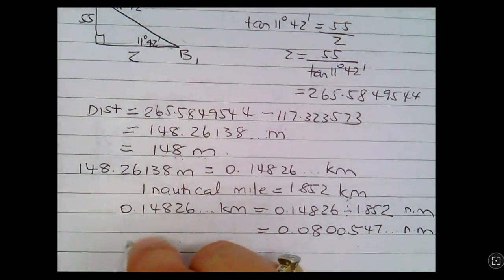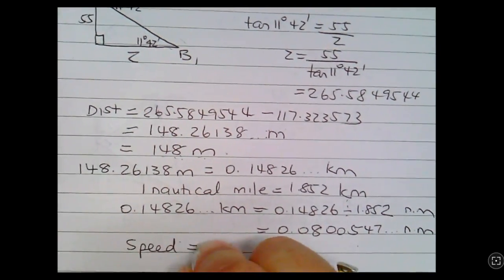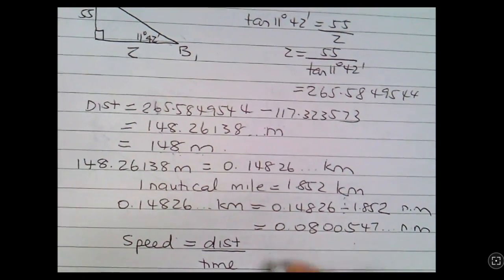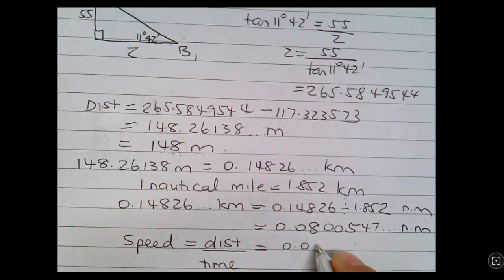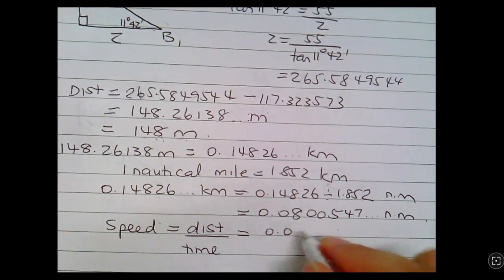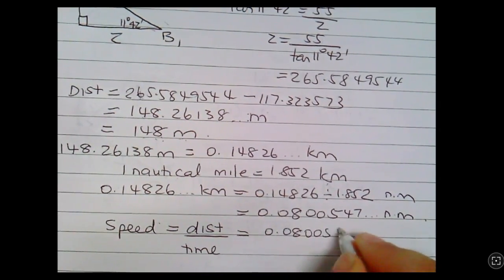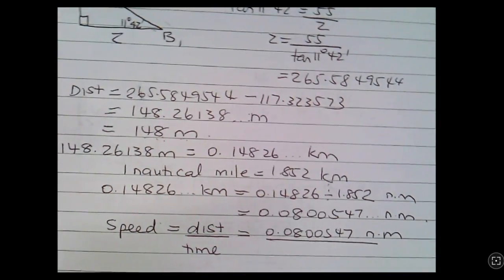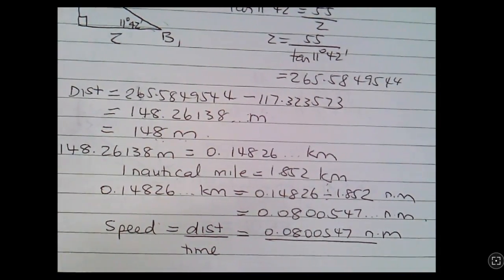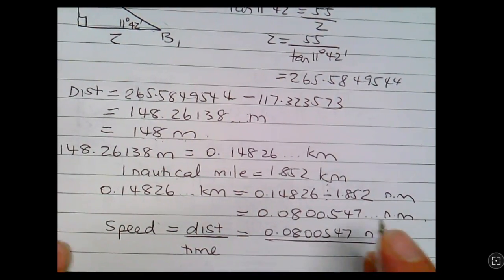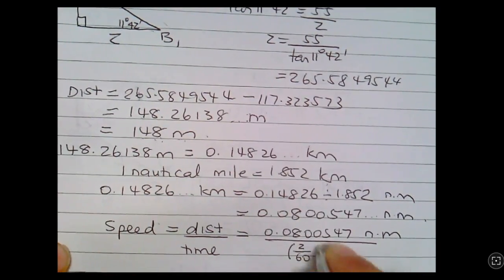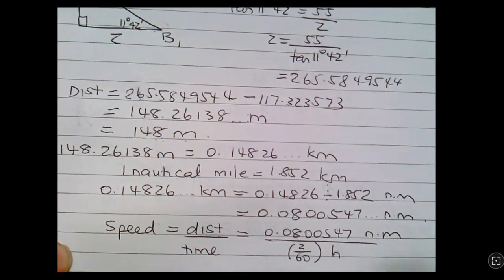The question is, what's the speed? Now, we know that speed equals distance over time. Now, we want the speed in nautical miles per hour, so it's 0.0800547 nautical miles divided by, it says that it takes 2 minutes for the boat to travel. Now, 2 minutes, to convert that to hours, we divide by 60. So I'm just going to write it's 2 divided by 60 hours.